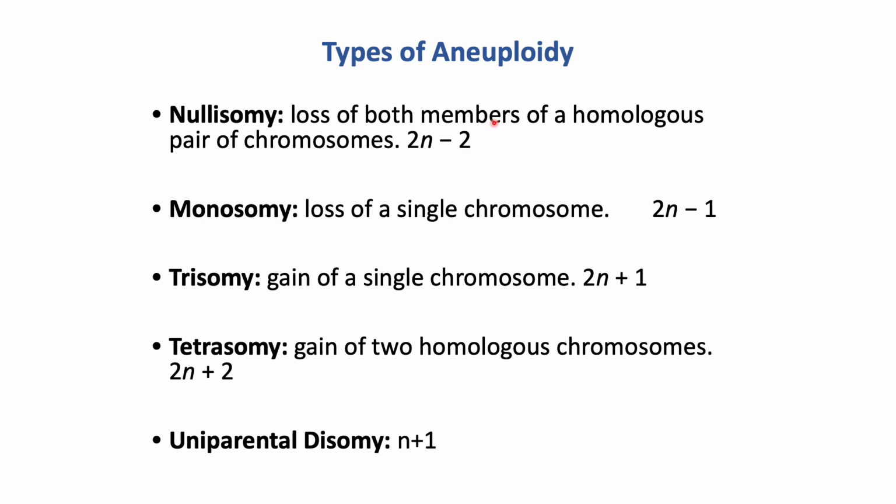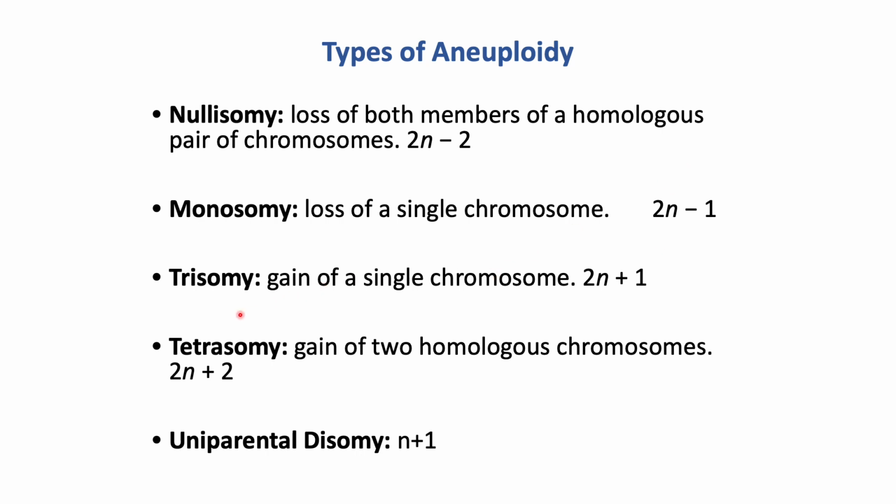So both of these copies have been deleted, and we have all the other chromosomes except for chromosome 1. That is when you call this condition nullisomy. And then monosomy is the loss of just a single chromosome. Like in the previous example, where both the copies of chromosome 1 had been deleted. But in case of monosomy, just one of the copies of chromosome 1 is deleted. So it's denoted as 2n minus 1.